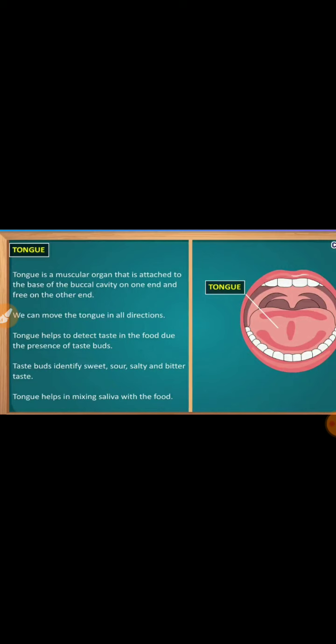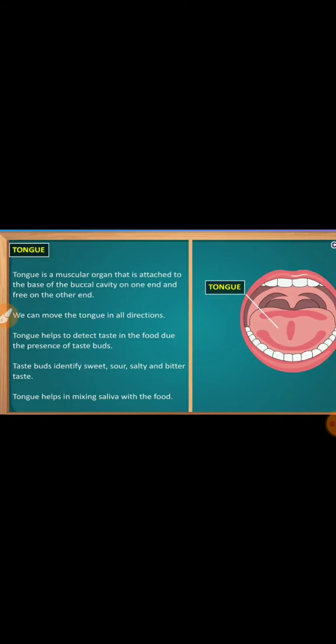The tongue helps to detect taste in the food due to the presence of taste buds. Right? We get to know after eating something it is sweet, it is salty, it is sour, it is bitter. How do we get to know the tastes? Because taste buds are there on our tongue. So, what is the main function of the tongue? To identify the taste. Okay, and it also helps the food to get mixed with saliva so that it could be swallowed easily.